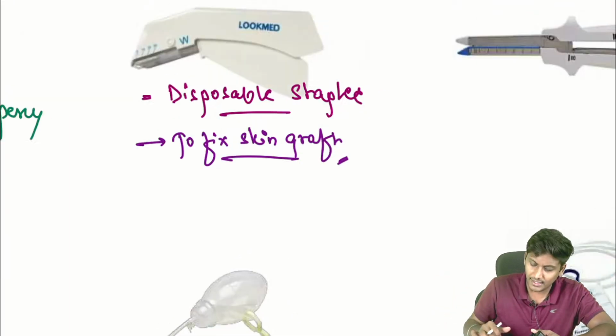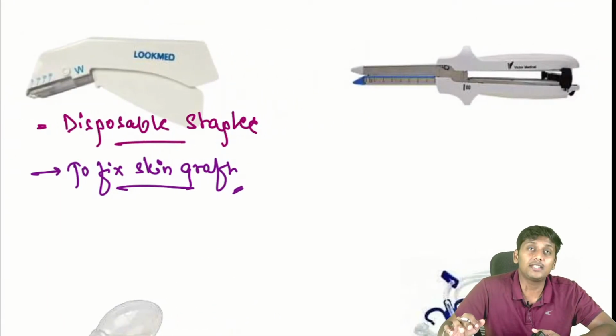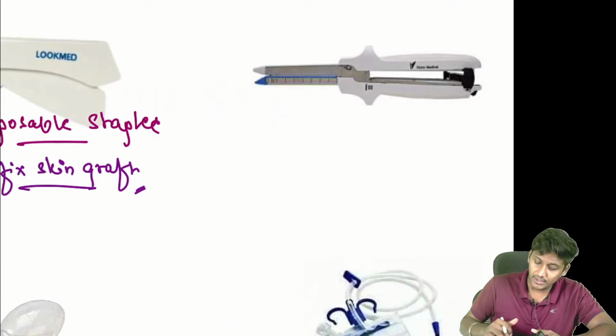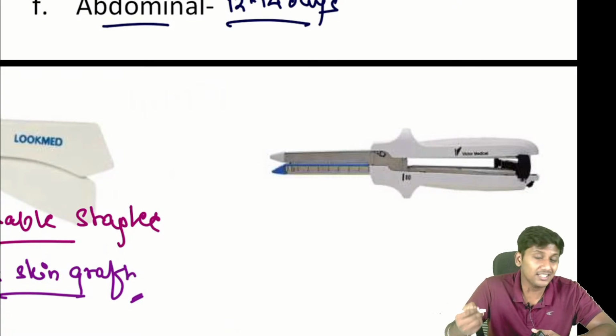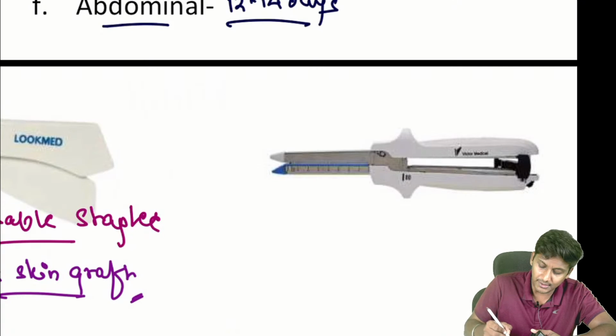Okay, so at the end we'll see the pictures. So disposable stapler, it is used to fix the skin graft. Next important one is this, and this was a previous year question of June 2022 FMG examination. So please be aware of this kind of a stapler which can be asked again in your exam.